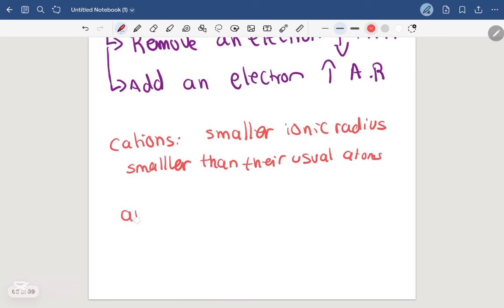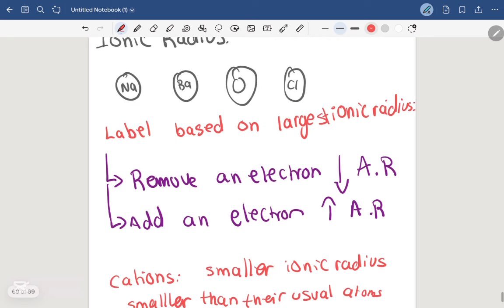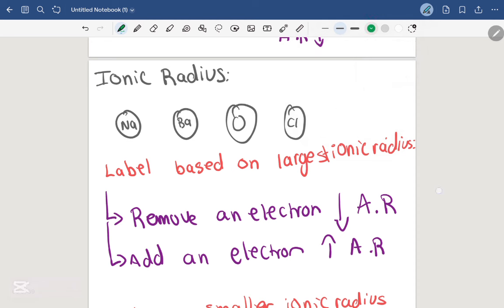Whereas for anions, because we're adding electrons to them, meaning they become negatively charged, that means anions are going to have a larger ionic radius, and they are usually larger than their usual atoms. So now, if they told you to list from the largest ionic radius, what do we do? First of all, we change into ions. It becomes Na+, Ba2+, O2-, and Cl-.